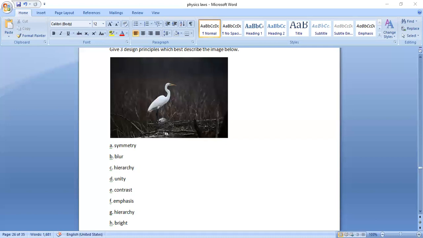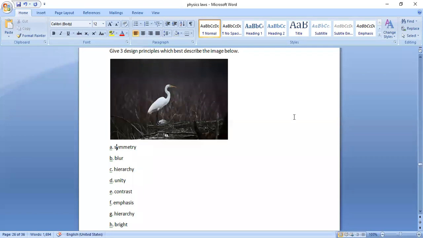Okay, let's see. Symmetry, not there. Blur, yes, in the background, this part has been blurred. Hierarchy, no. No hierarchy as such. Unity, debatable. Contrast, yes, there is contrast in the color. Okay, emphasis, yes, your eye is directly going to the animal in the middle. Okay, bright, it's not very bright.